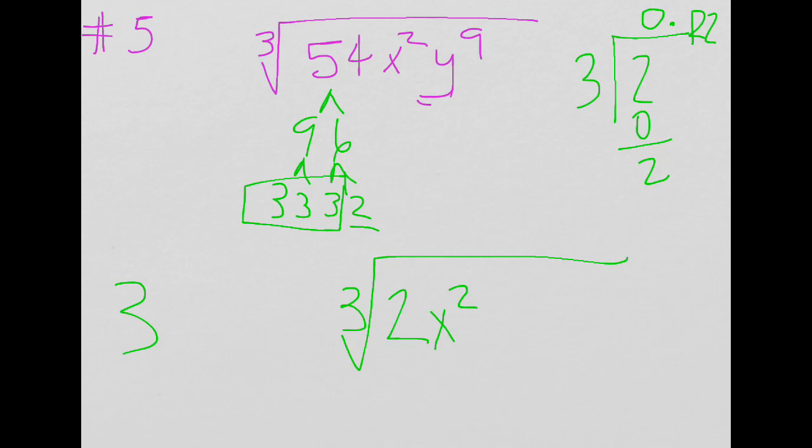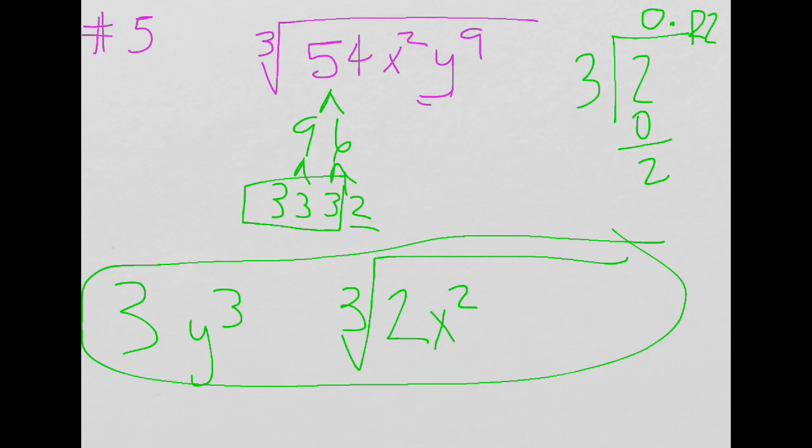So now we've got to do the 9. Y to the 9th, 9 divided by 3, is y to the 3rd. And then we don't have any y's on the inside. So we're done. I mean, you could write that closer together if you want to, but essentially that's all we're doing. Any questions, comments, concerns?